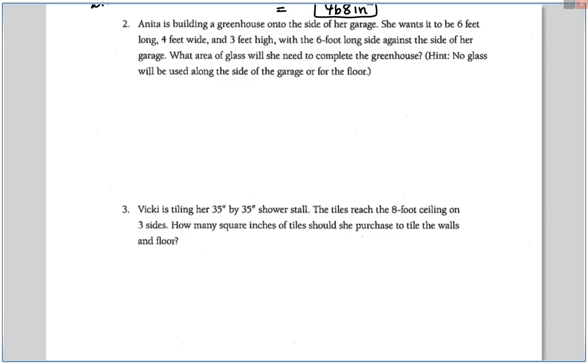Okay, next one is about building a greenhouse onto the side of a garage. So she wants it to be 6 feet long, 4 feet wide, and 3 feet high, with the 6 foot long side against the side of her garage. So what area of glass will she need to complete the greenhouse? Hint, no glass will be used along the side of the garage.